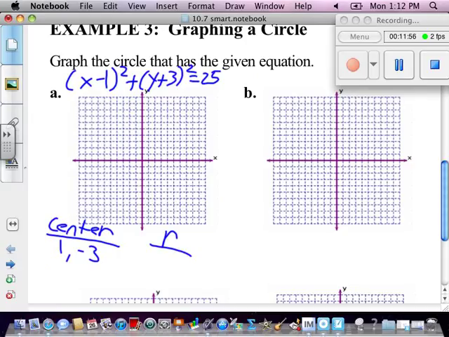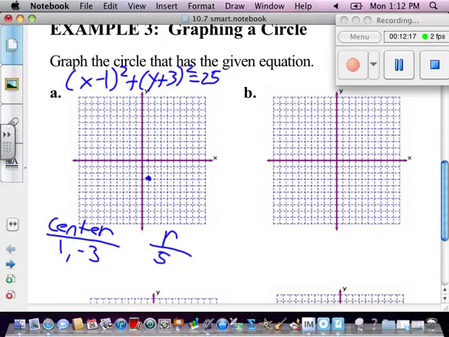Please raise your hand and wait till I call on you. Elijah, what is the radius? Eric? 5. Okay, so watch. This is how simple it is. You ready? You're going to put a dot on 1, negative 3. So I go over 1, down 3.